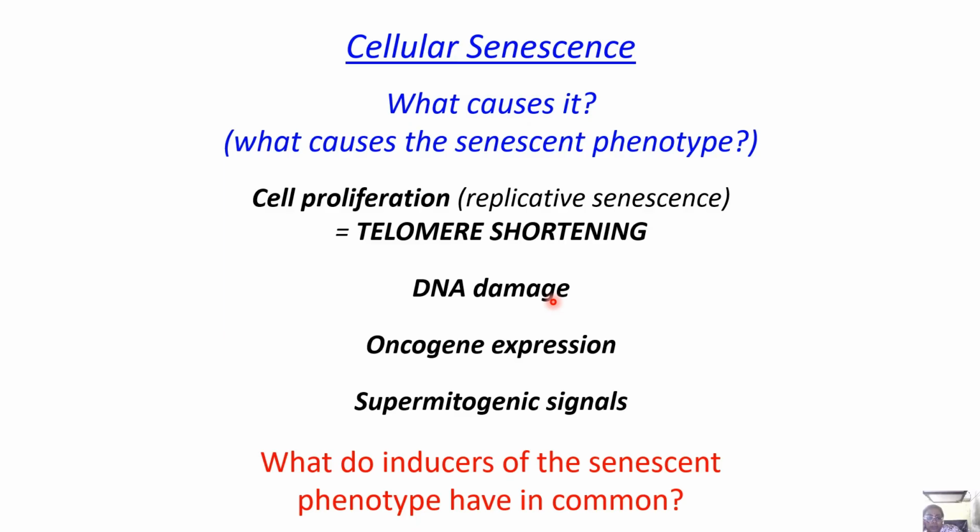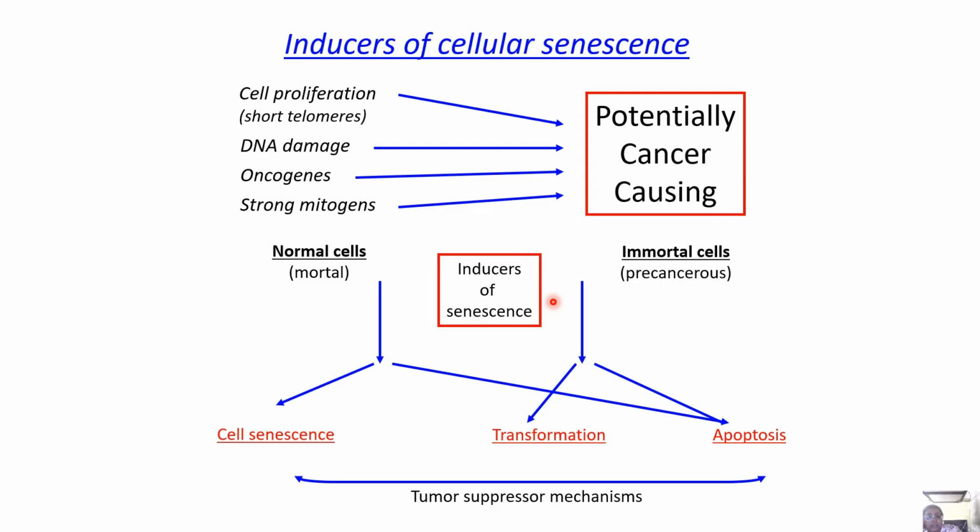What causes the senescent phenotype? Cell proliferation or replicative senescence, telomere shortening, DNA damage, oncogene expression, supermitogenic signals. So, what do inducers of the senescent phenotype have in common? Short telomeres, DNA damage, oncogenes, strong mitogens, all potentially cancer causing. So, normal cells, mortal, cell senescence, transformation, apoptosis.